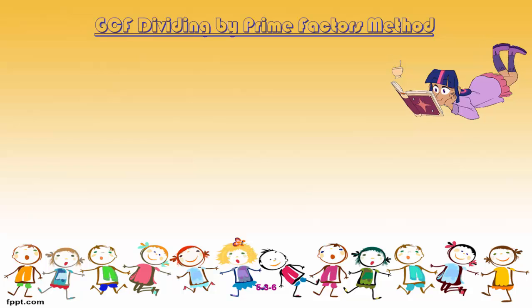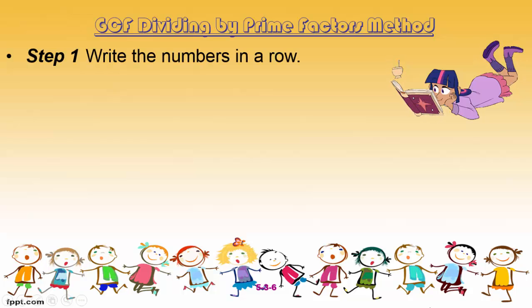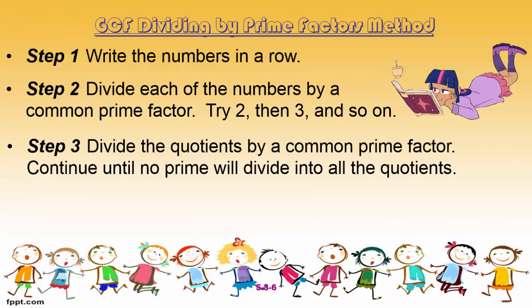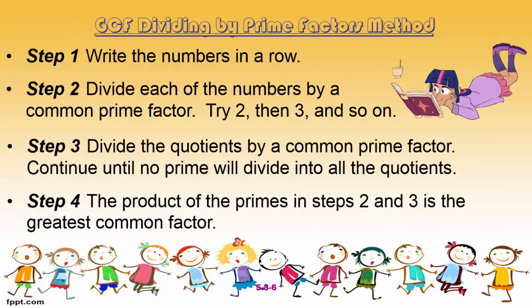The next method we're going to do is finding the greatest common factor by the dividing by prime factors method. Step 1, we write the numbers in a row. Step 2, we divide each of the numbers by a common prime factor. We try 2, then 3, and so on. Step 3, we divide the quotients by a common prime factor. We continue this process until no prime factors will divide into all the quotients. Step 4, the product of the primes in steps 2 and 3 is the greatest common factor.